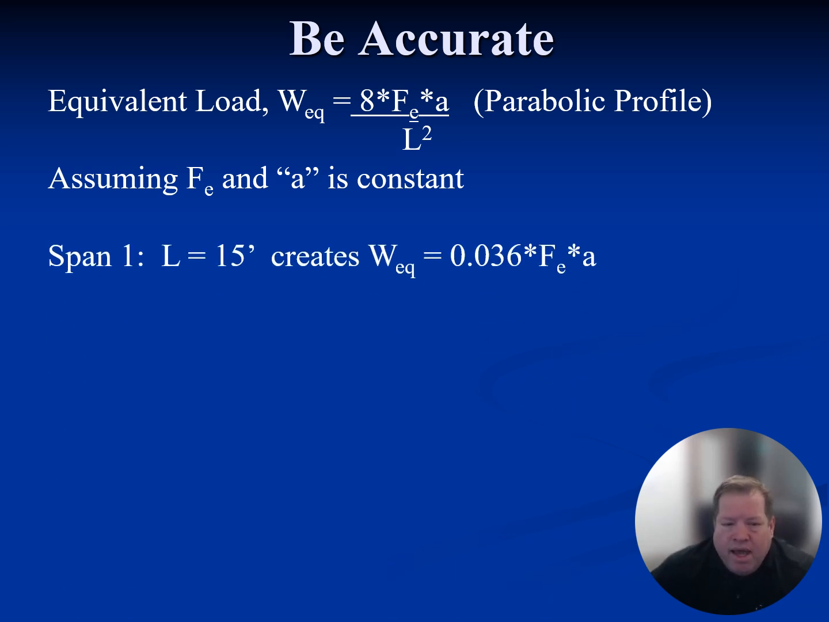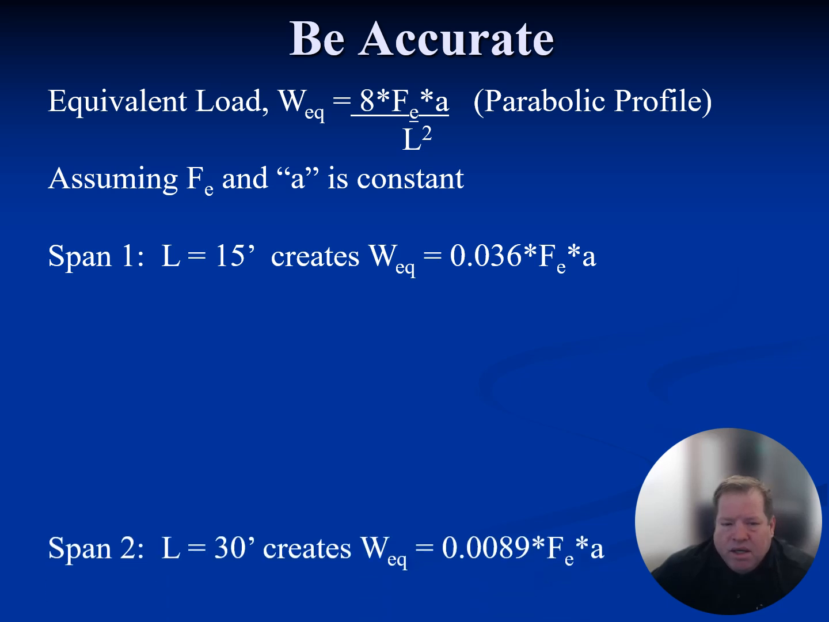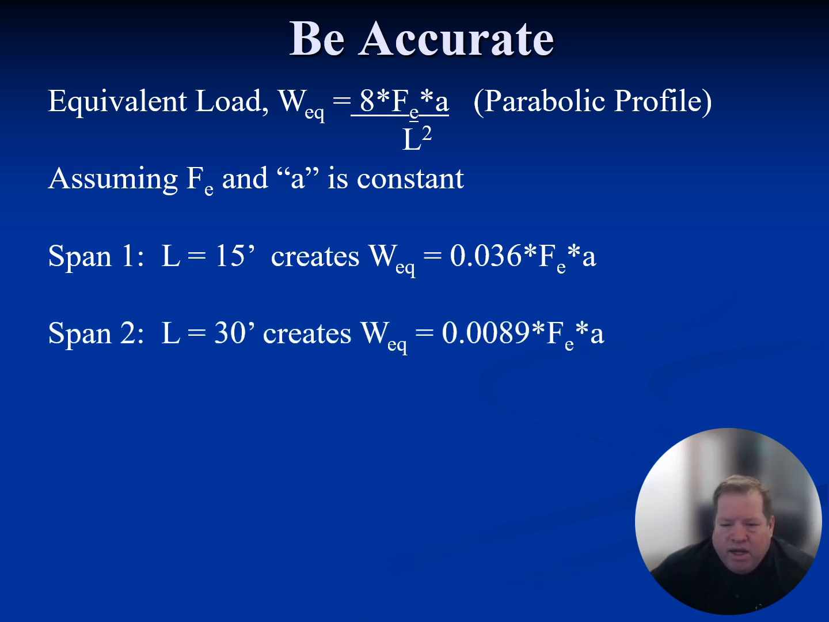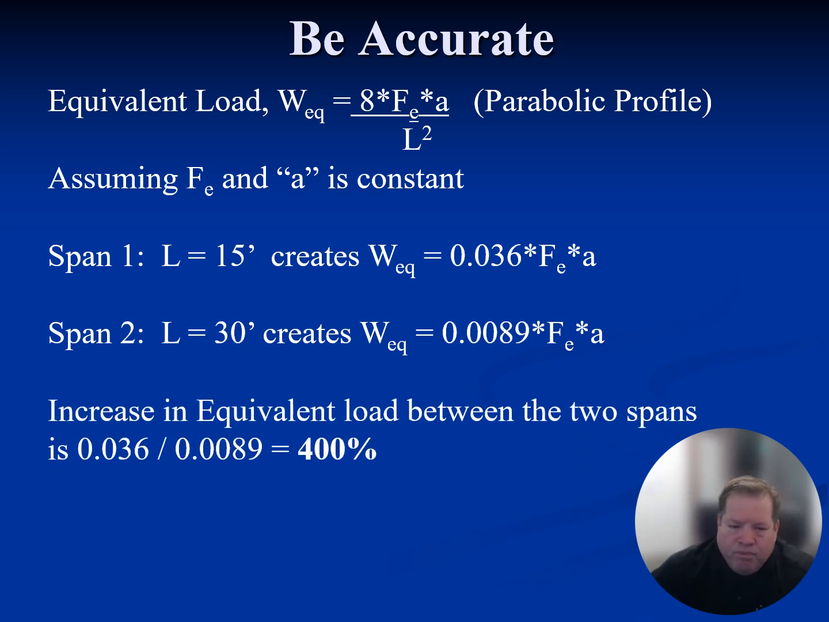So with the L of 15 feet, we get a value of 0.036. With an L of 30 feet, we get a value of 0.00. Note there's a whole different zero involved. So now we're talking a big difference, not just a little bit here and there. So if you take those 2 equations and divide them, if you have 100% of load in the 30-foot span, that will create a balance load effect of 400% in the 15-foot span.